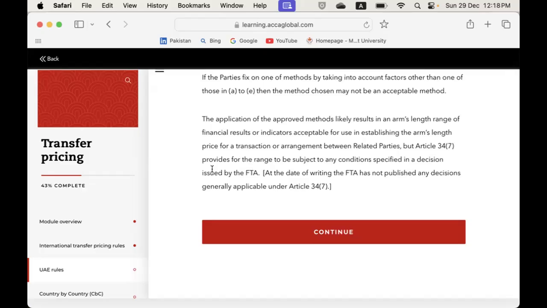The article provides for a range, subject to any conditions specified in a decision issued by the Federal Tax Authority. So whenever we conduct a benchmarking exercise to determine the arm's length principle, the result is not one figure but a range of prices. There is a detailed discussion, but the quartiles are developed through the benchmarking. There are multiple results that are organized in terms of quartiles, and then the middle two quartiles are considered. The first and the fourth quartile are excluded because they are extremes.